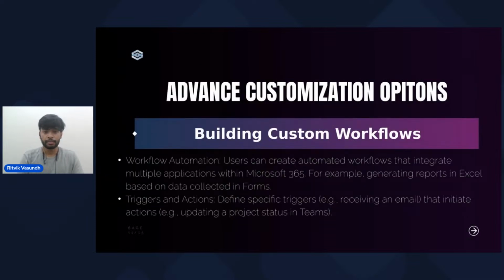Copilot Studio. Now, advanced customization options. Let's say building custom workflows. If you want to automate making a workflow, it's a bit of a hectic task, I would say. But if you want to do it, you can create an automated workflow that integrates multiple applications within Microsoft 365. That is all the features, I would say: presentation, PowerPoint, Excel sheets, Word documents, and then there's a whiteboard, and then there's Microsoft Teams. It integrates everything on that. Then it generates reports in Excel based on CSV files.